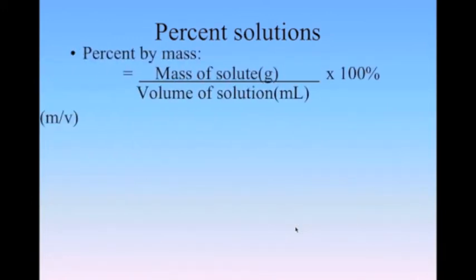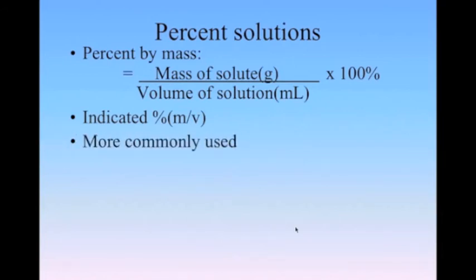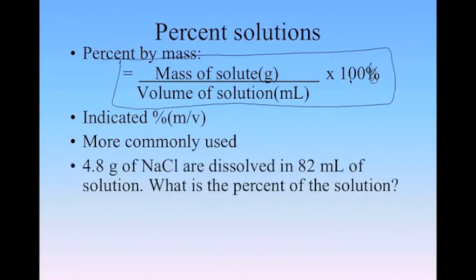Now, what we use the most is the percent by mass. The percent by mass basically means that we have the mass of the solute in grams, all divided by the volume of the solution in milliliters. We multiply that by 100 to get our percent. This is our percent by mass.